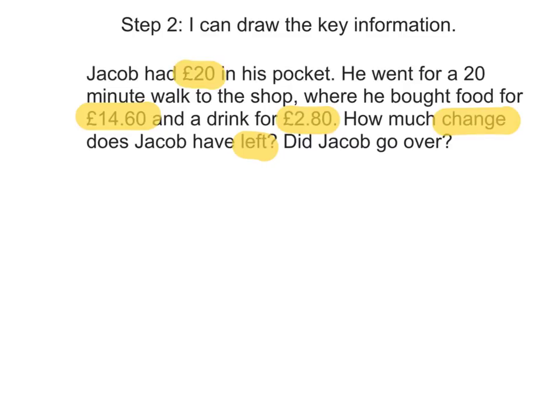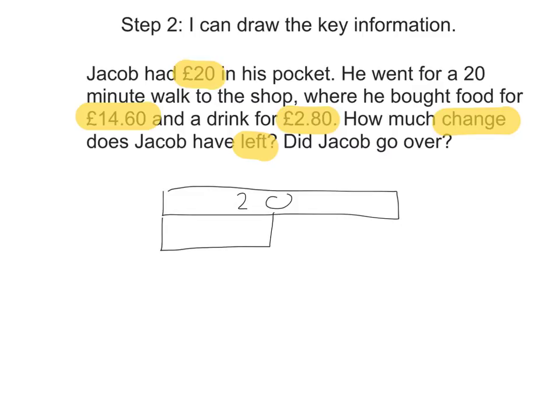So first I'm going to draw a bar that shows the £20 here. So the start, so this is his £20 note. He then spends £14.60 of it on food, which is a lot of food. And we're going to draw another smaller bar to represent £2.80. And finally, we need to know how much change there is left over.